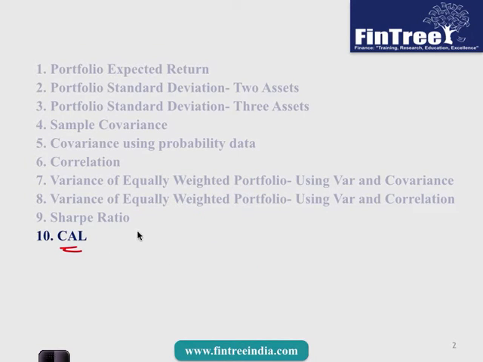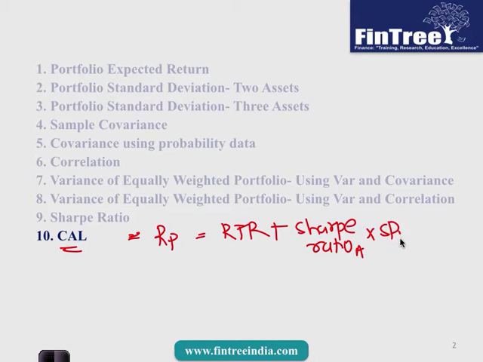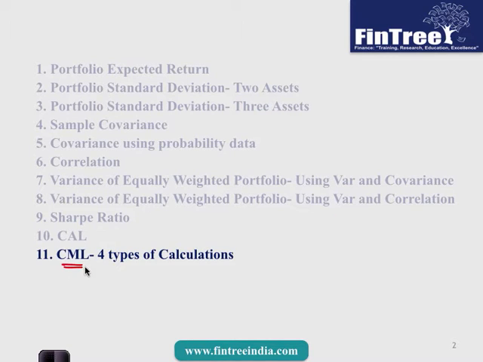Then the capital allocation line. Return on portfolio P is equal to the risk-free rate of return plus the Sharpe ratio of asset A multiplied by the standard deviation of portfolio P. Next, CML, 4 types of calculations. We'll spend some time on this particular formula.